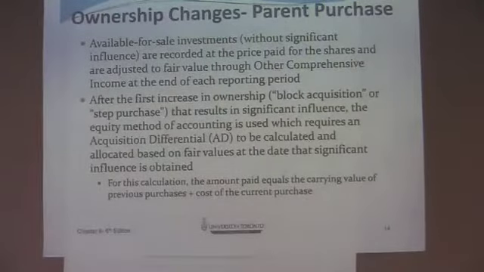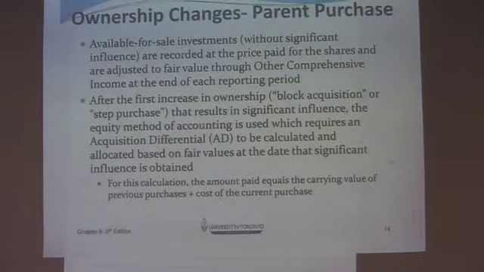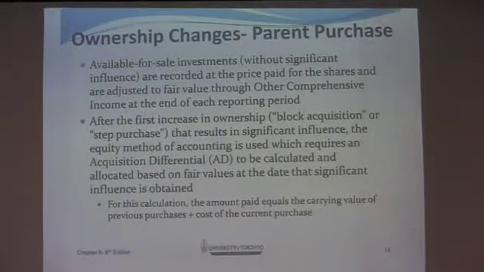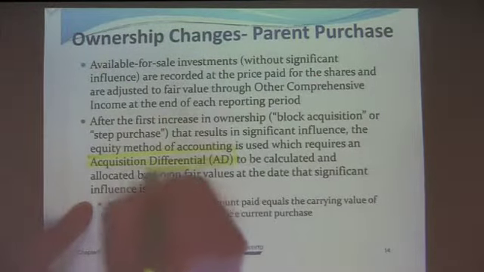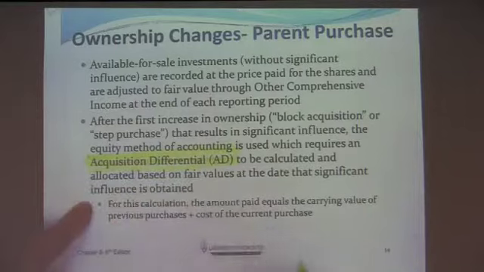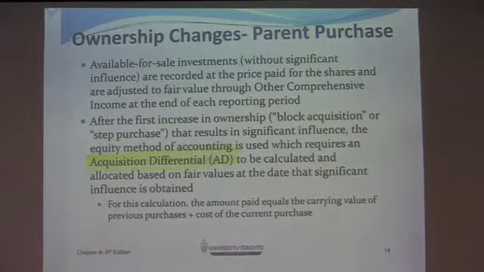Now, after the first increase in ownership, called block acquisition or step purchase, that results in significant influence, the equity method is used to account for the investment. When we use the equity method, we need to calculate the acquisition differential. We do that because we need to adjust the income on the equity method for any fair value amortization. We've done this in previous mock exercises.